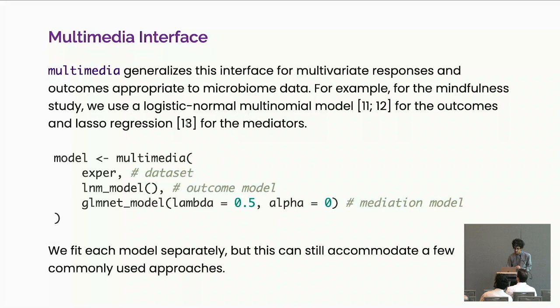In this example, we'll see an extended example soon. But here I just wanted to illustrate, LNM, this is a logistic normal multinomial model. This is a really common compositional model for microbiome data. So now we can model the microbiome as some kind of compositional mediator. Here, this is actually just a ridge regression on the outcome. So the point is, our package is allowing us to substitute different kinds of models for the mediation model and the outcome model.